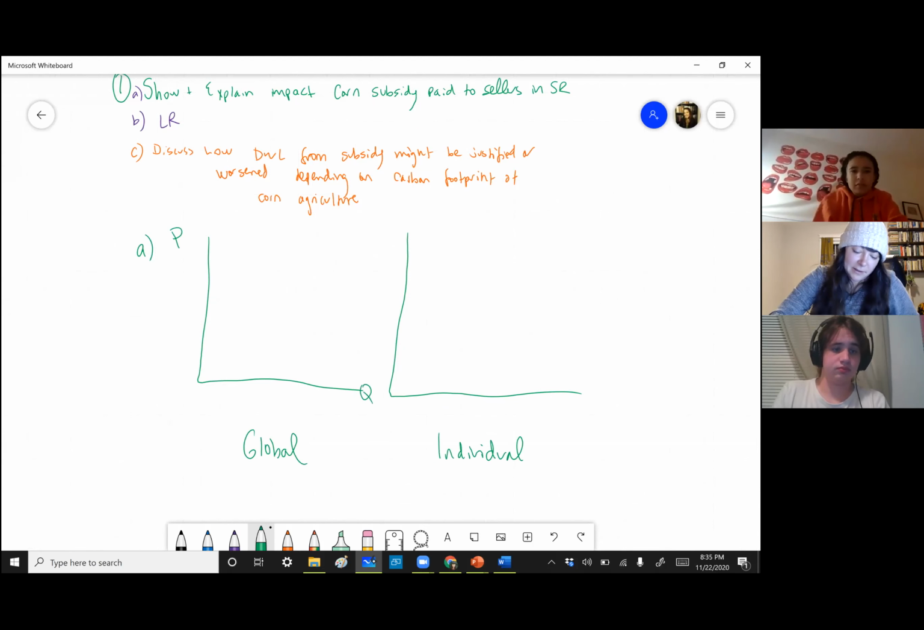But we've got the global quantity and price. We've got dollars per unit here and the individual quantity.